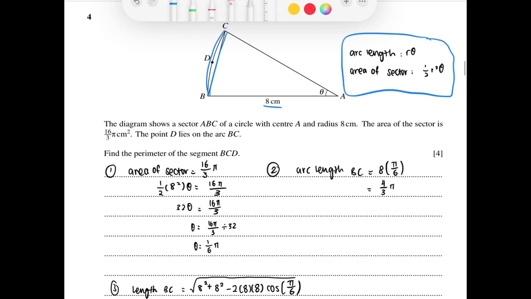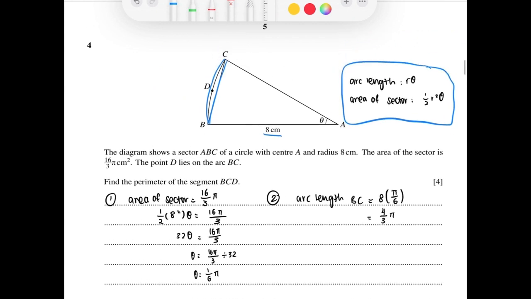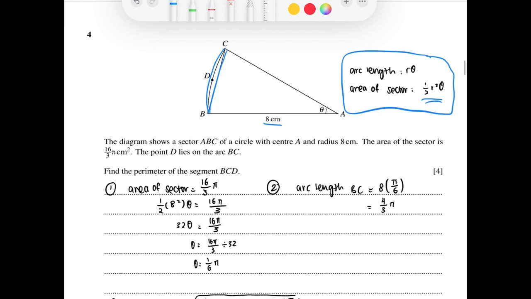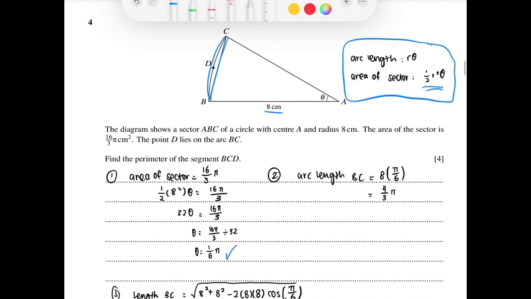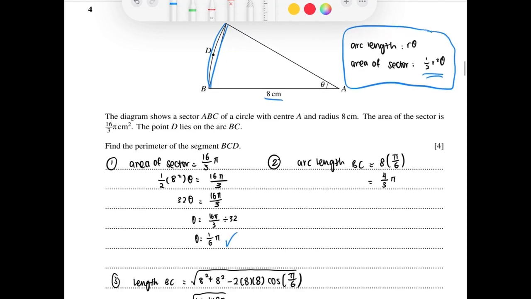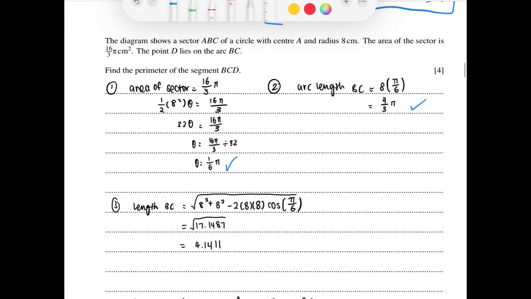Obviously we would want to find the arc length first because its formula is pretty easy, rθ. We already know r, but we don't know θ. However, we know that the area of the sector is 16π/3, so we need to use this formula to find θ. That's what I did over here. Then for the second step, I want to find the arc length BC, and that's what I did. I substituted r equals 8 and θ equals π/6, and that's what I found.